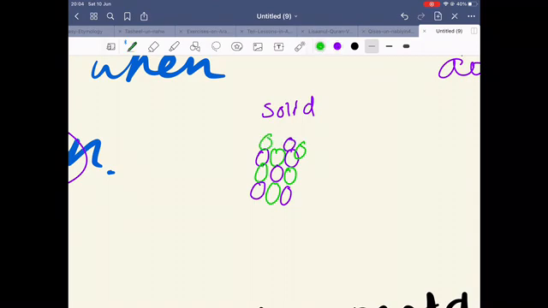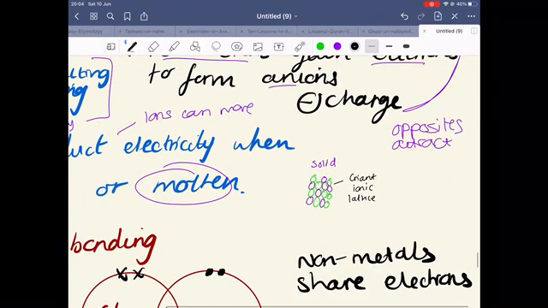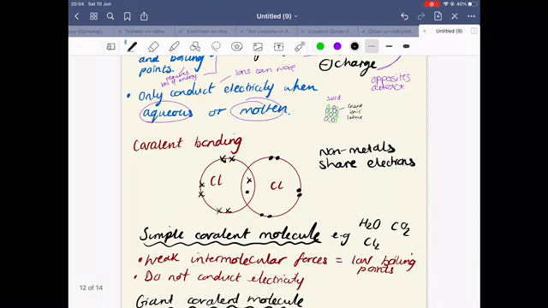You can see that if it's a solid, can the ions move? No. If the ions cannot move, it cannot conduct electricity. So therefore, it's important that we either melt or we dissolve it in water, because that will change the arrangement and that will make it easier for the ions to move and then carry the charge to conduct electricity.